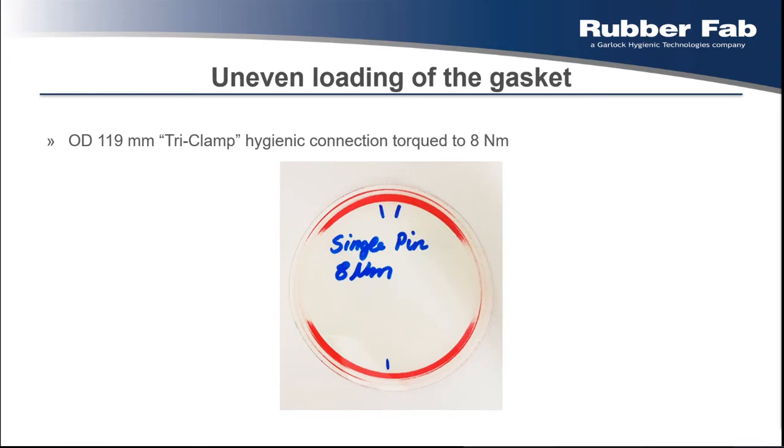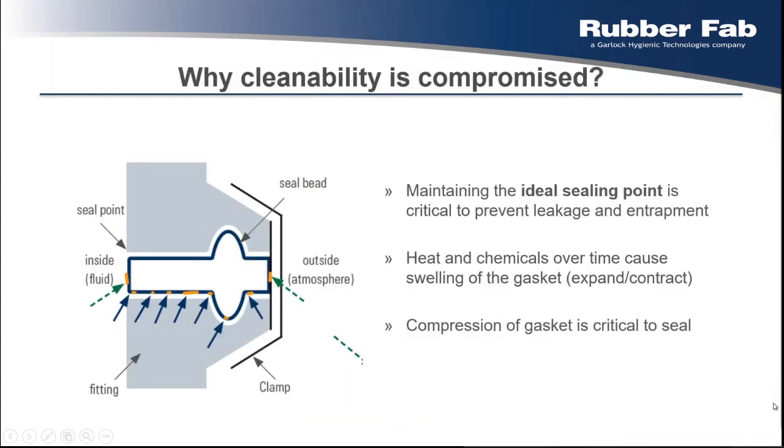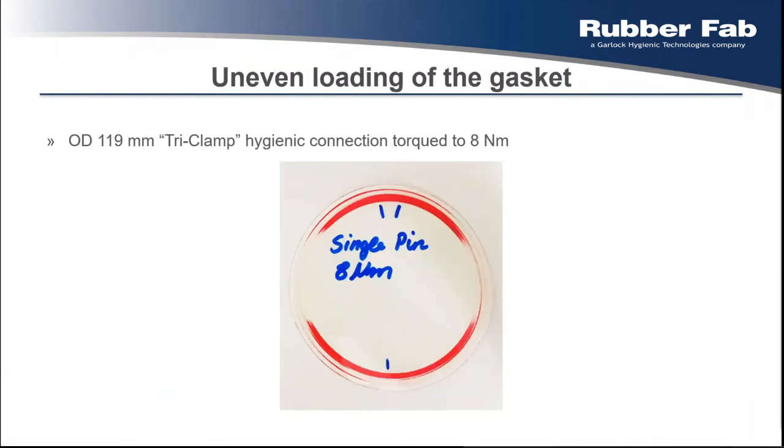We see a lack of load applied to the gasket, and this very often can result in insufficient sealability. So we are losing our ideal sealing point in these areas, and we have a high risk that media finds its way between the flanges and the gasket. So this is another cause for a hygienic connection to fail: uneven loading of the gasket.